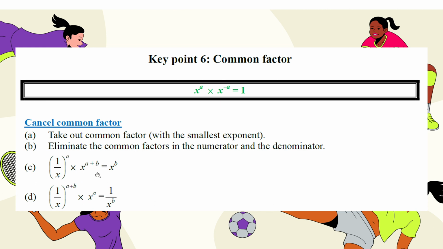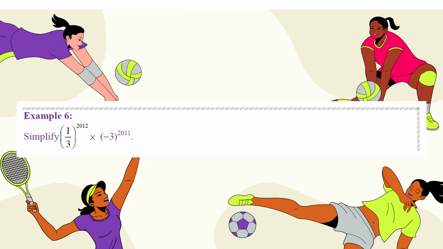For example, this one. Because we have 1 over x to the a and x to the a in the numerator, then cancel them out. What remains? x to the b. This one is different: numerator more, denominator more. 1 over x to the a plus b, okay. Remember, 1 over x to the power b. So this is a very simple but important fact. Okay, simplify this one.